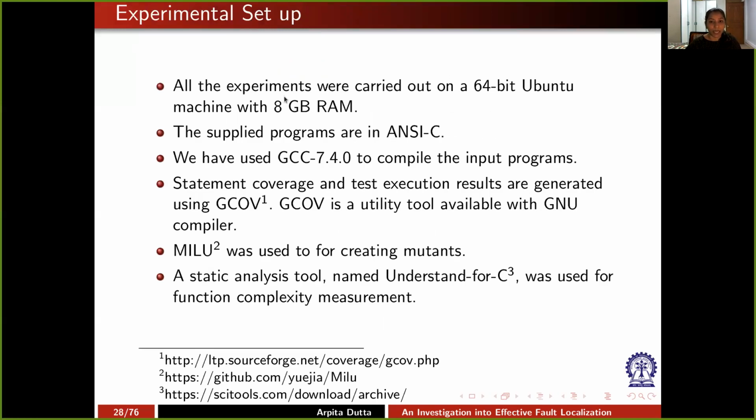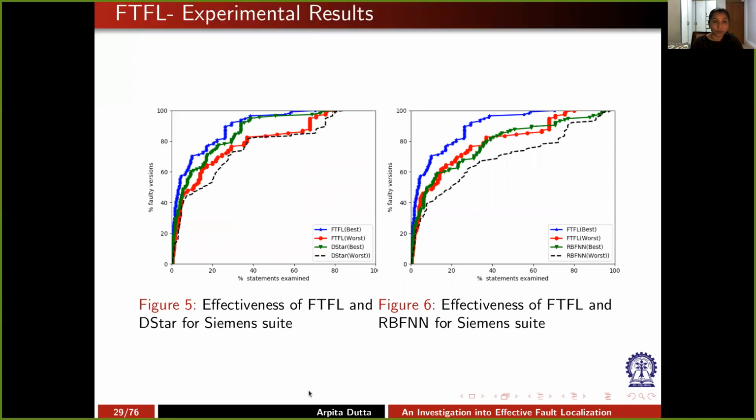All the experiments are carried out on a 64-bit Ubuntu machine with 8 GB RAM, and all the programs are written in C and compiled with the GCC compiler. For getting the statement coverage, we have used gcov. Gcov is a utility tool that comes with the GNU compiler, and we have also used Milu to generate the mutants. For static analysis, we have used Understand C, which we will see in our further methods. And I have also mentioned the links of these tools here.